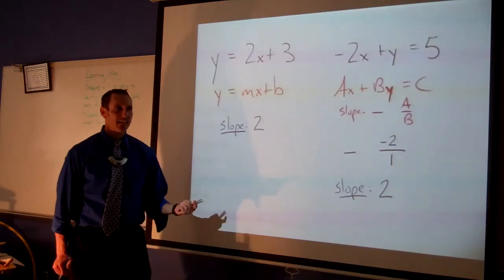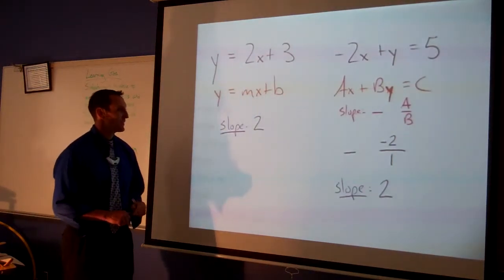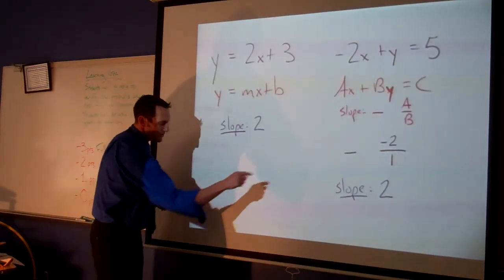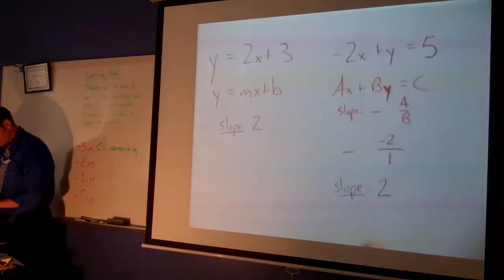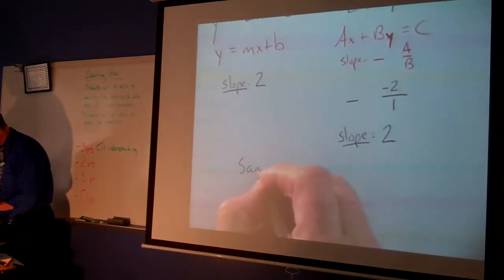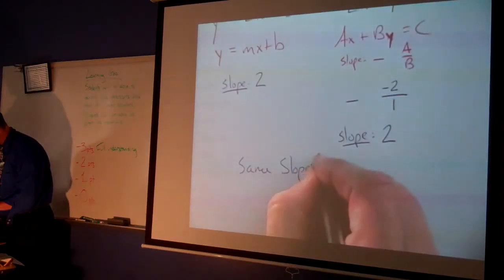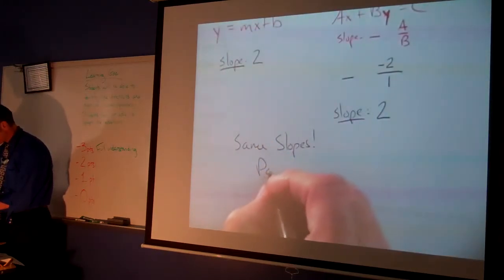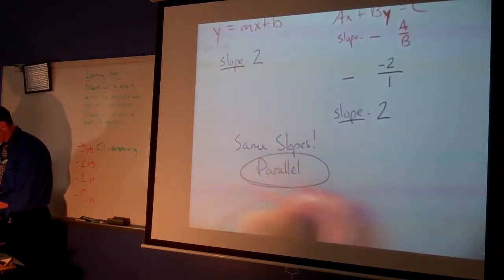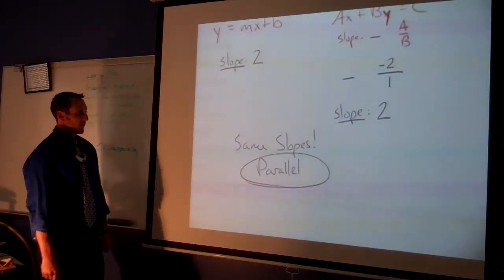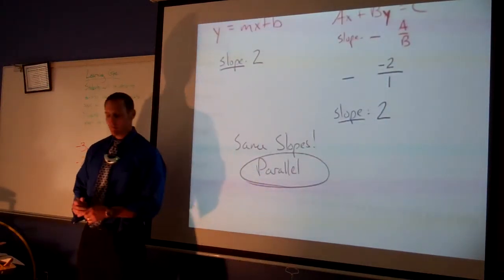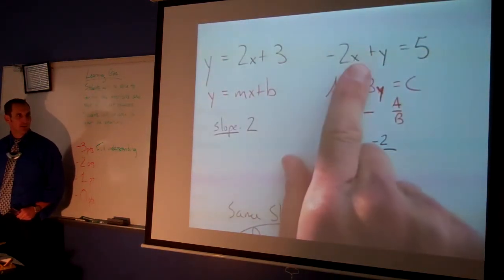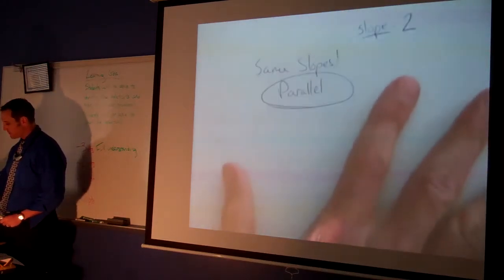Now, we have found the slope of the first line and the slope of the second line. The question again is, are these lines parallel, perpendicular, or neither? So we compare the two slopes. Slope of 2, slope of 2. They have the same slopes. And from the notes, we know that if they have the same slope, they are parallel lines. So we can argue that these two equations are parallel because they have the same slope of 2.